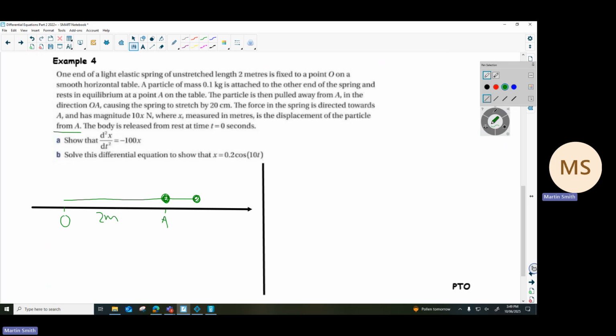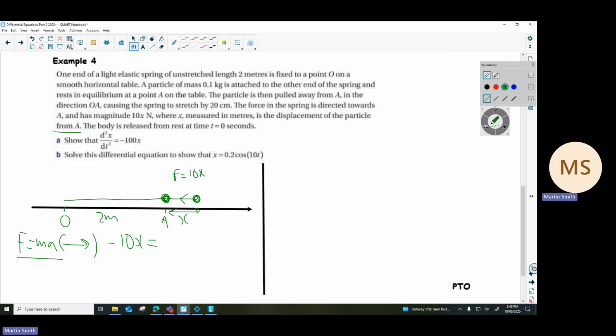Right, let's prove this differential equation holds. So what's going on, folks, is this. It will have a force F equal to 10x, which is pulling it back towards A when its displacement is equal to x. So if you use F equals ma for this object, and I'm going to take to the right as positive, the force acting on it is minus 10x.